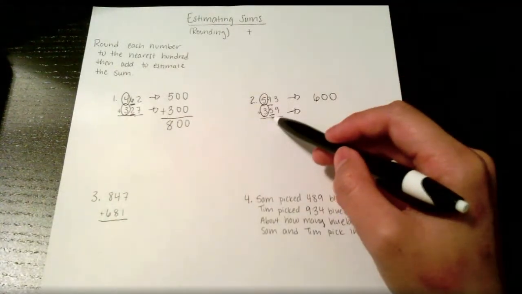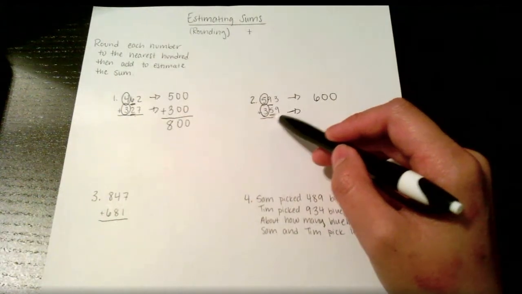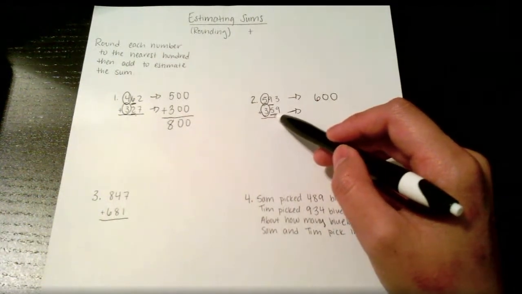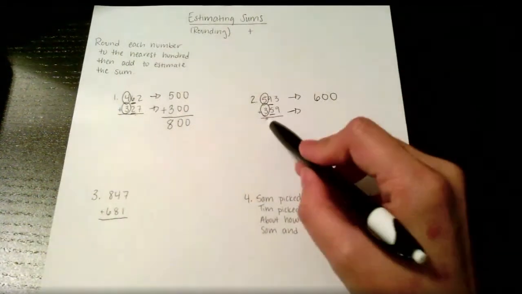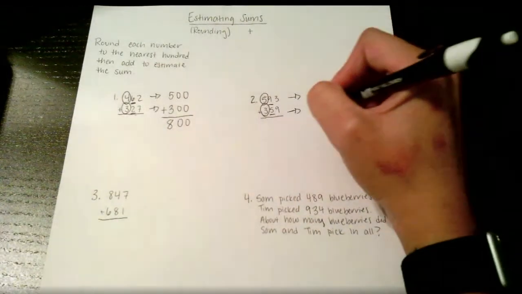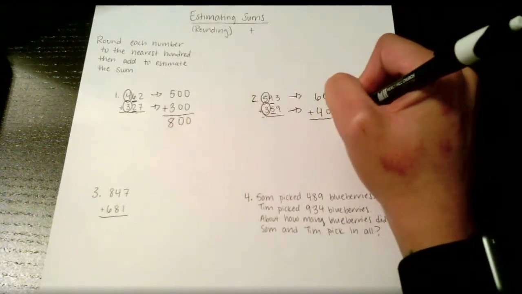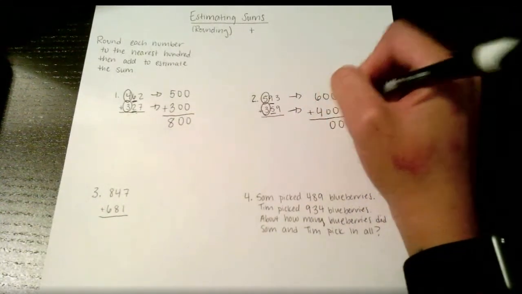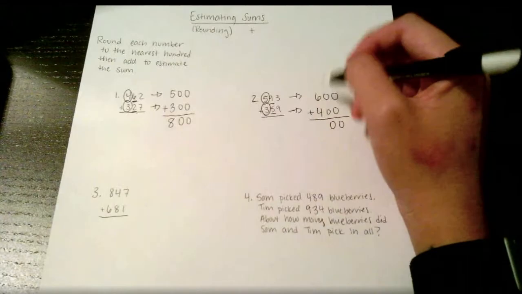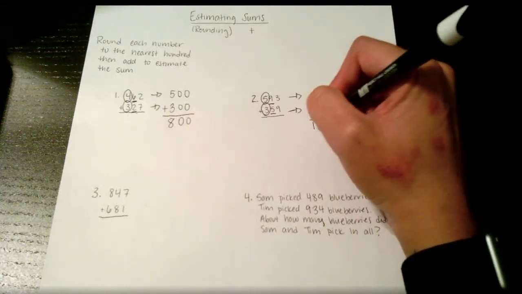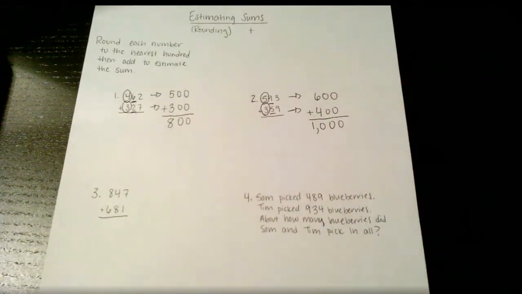And 359, well, looking at this 5, remember 5 tells me I need to add one more. So 359 is going to round up to 400. I'm going to add those two numbers together, so we get 0 and 0, 6, 7, 8, 9, 10. And that gives us 1,000.